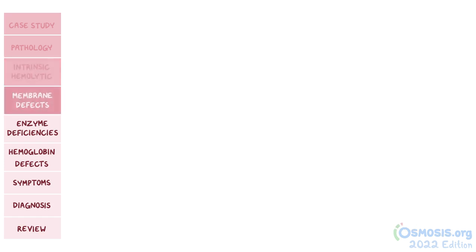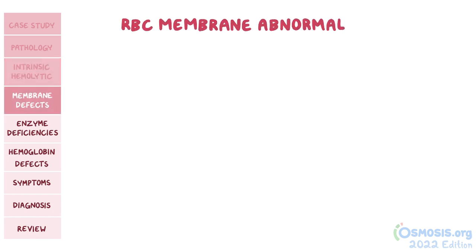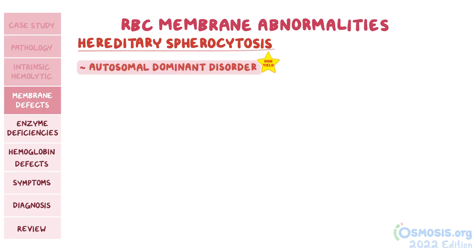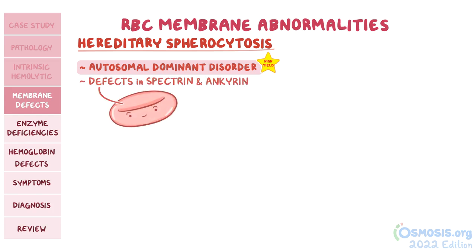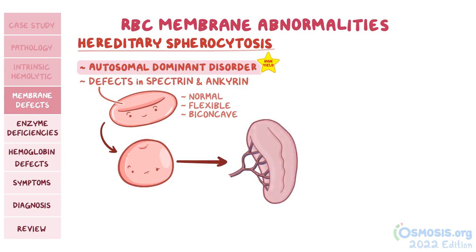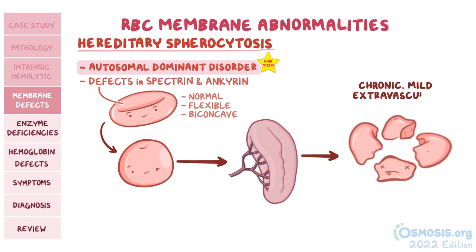Okay, so first, let's look at intrinsic hemolytic anemias caused by RBC membrane abnormalities, which include hereditary spherocytosis and PNH. Hereditary spherocytosis is an autosomal dominant disorder characterized by defects in the spectrin and ankyrin proteins found in the RBC membrane. This results in abnormally shaped RBCs that are more spherical instead of the normal flexible biconcave discs. The spherocytes get trapped and destroyed in the spleen, resulting in chronic, mild extravascular hemolysis.